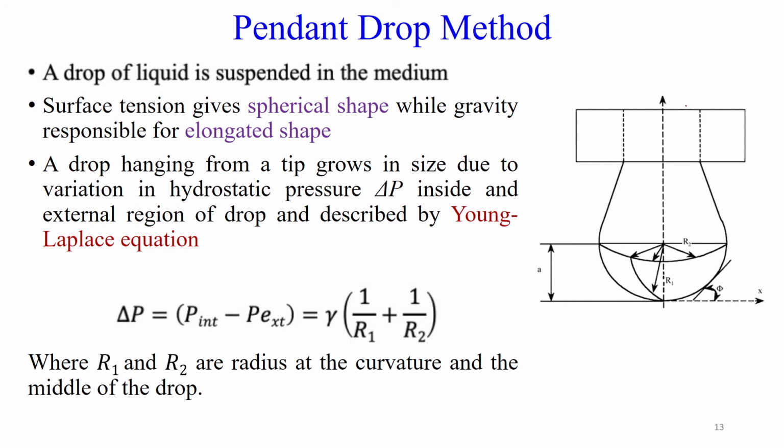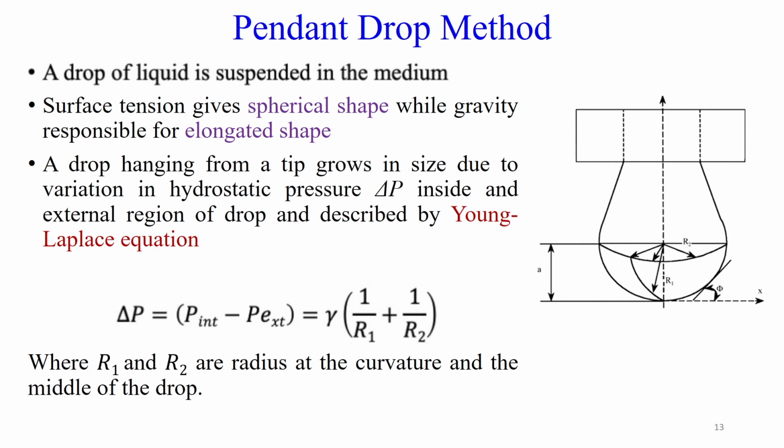So, here the liquid is forming a pendant drop, it is coming downwards, it is forming a drop here. So, the liquid drop is suspended in the medium. That medium may be another liquid or it may be the air. If it is a liquid, it will be the liquid-liquid interfacial tension. If it is the air, it will be the liquid-vapor interfacial tension or surface tension.